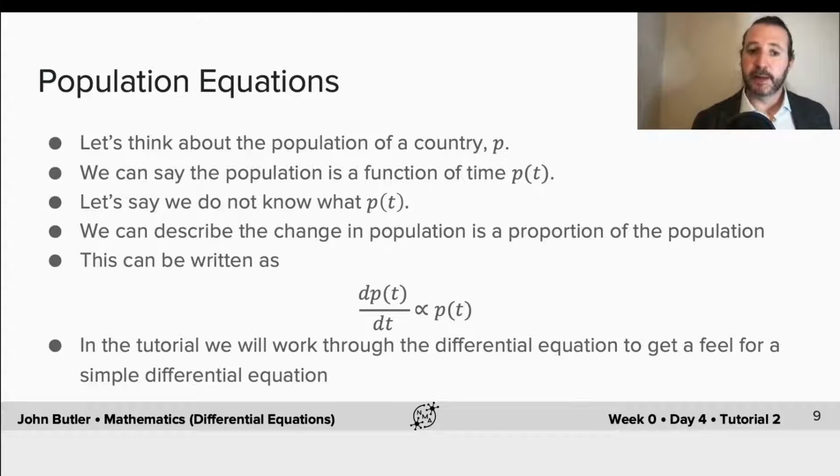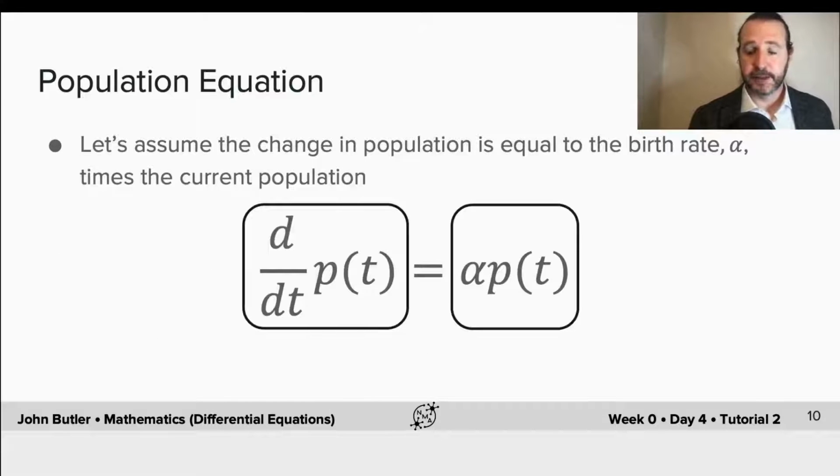Instead, we can describe it as change. The change of population is proportional to the current population. That can be written as dP/dt is approximately P(t). So the change in population is approximately the population. In the tutorial, we'll work through the differential equation to get a feel for a simple differential equation, but this of course will generalize. So let's begin.